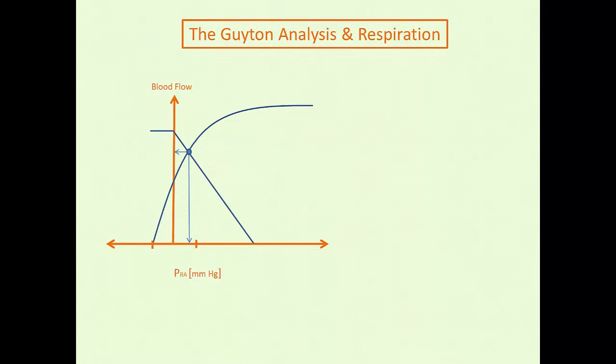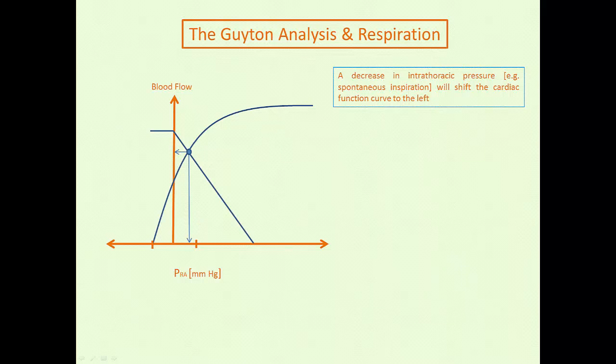All right, so what happens with respiration? Well, I kind of talked about it already. Remember, this is the x-intercept, and this is what tracks intrathoracic pressure. So if you were to decrease intrathoracic pressure, say by taking a spontaneous breath, you actually shift the cardiac function curve leftwards in relationship to the venous return curve, like this. And so in this situation, you've lowered your right atrial pressure as a response to lowering the intrathoracic pressure, but you've increased your cardiac output.